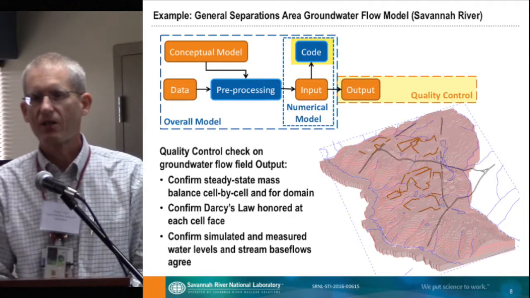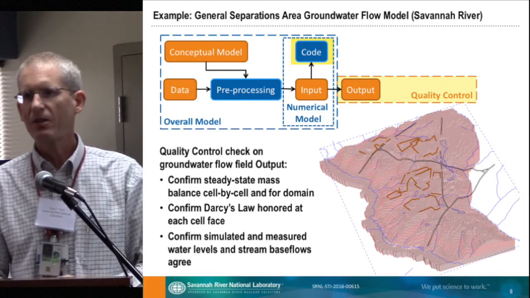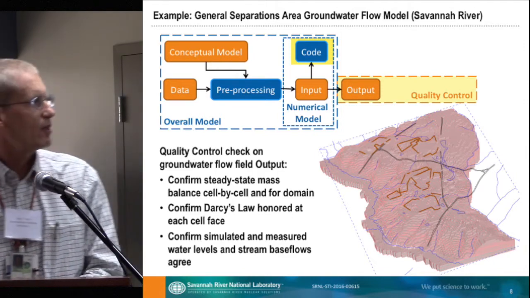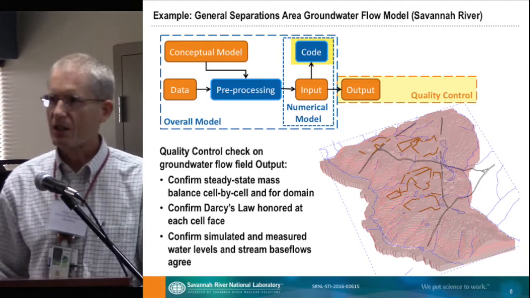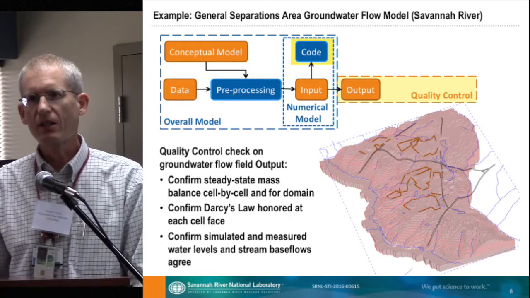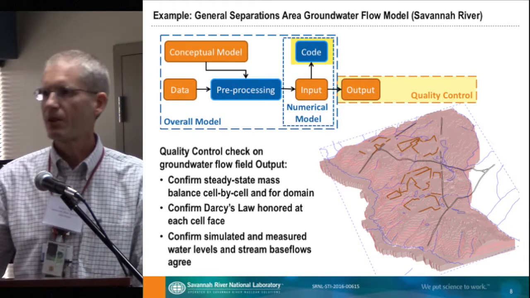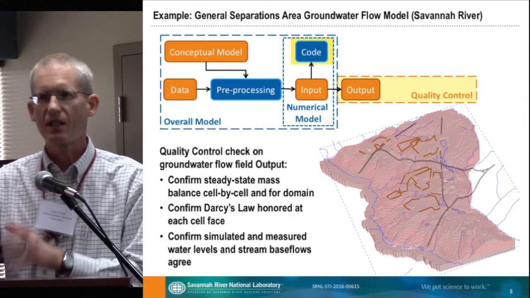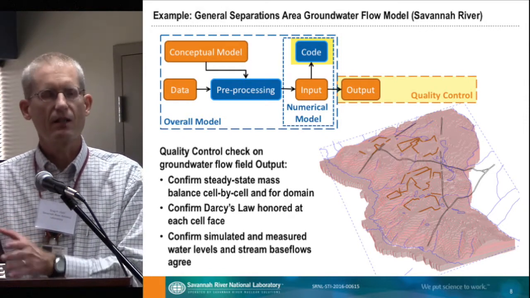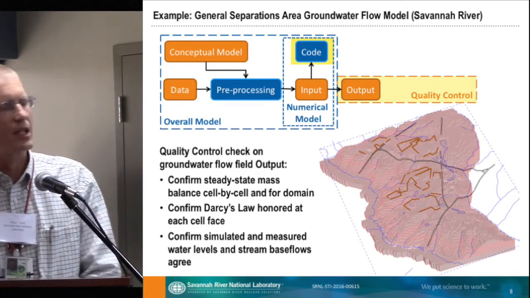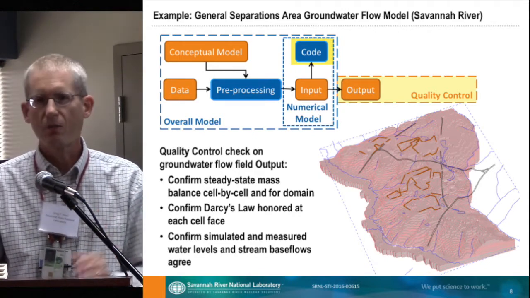So we're not going to credit anything that happened before we got these model results. We want to directly vet the results. So what did we do? We went cell by cell and calculated the mass balance. If it's a steady state flow simulation, the mass balance across all six faces of a computational cell should be 0. So we confirmed that, as well as that mass balance on the overall domain.